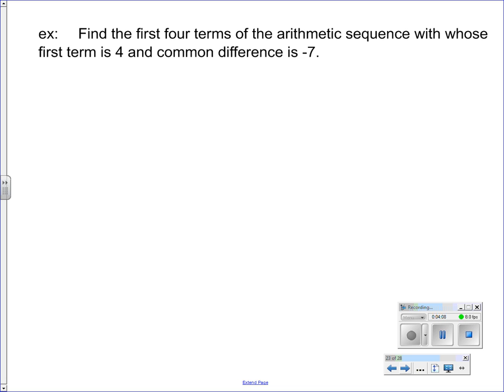So here's an example. I'm working with an arithmetic sequence. We're going to find the first 4 terms of an arithmetic sequence whose first term is 4 and the constant difference is negative 7. What this constant difference means is to find my next term, I'll take the previous term and subtract 7.